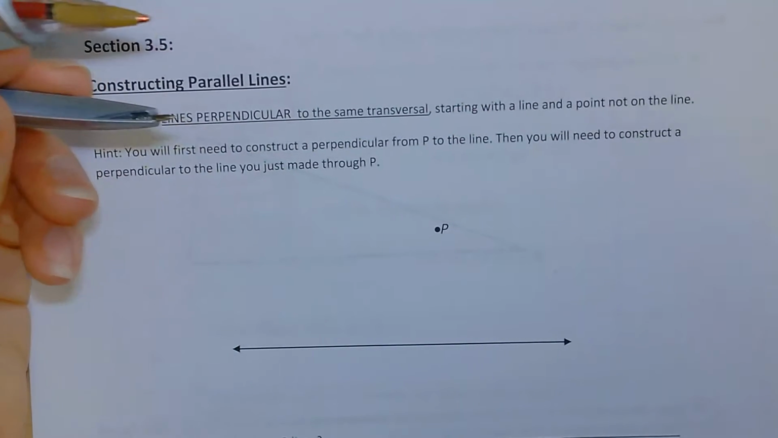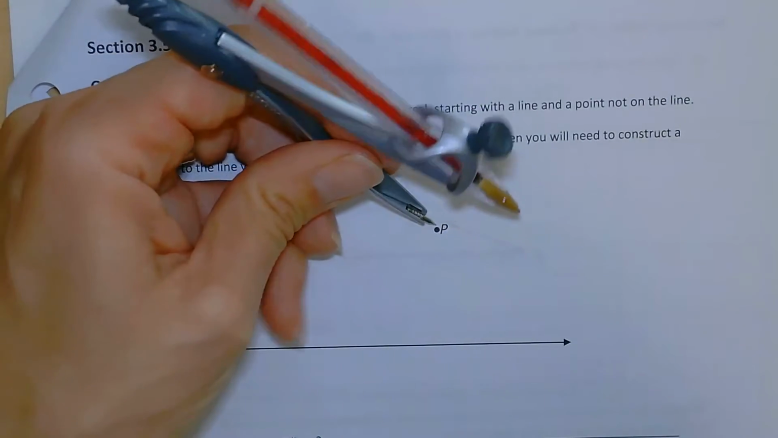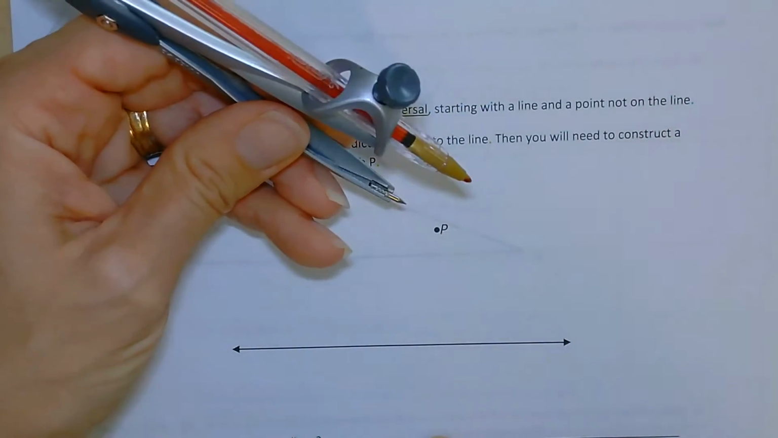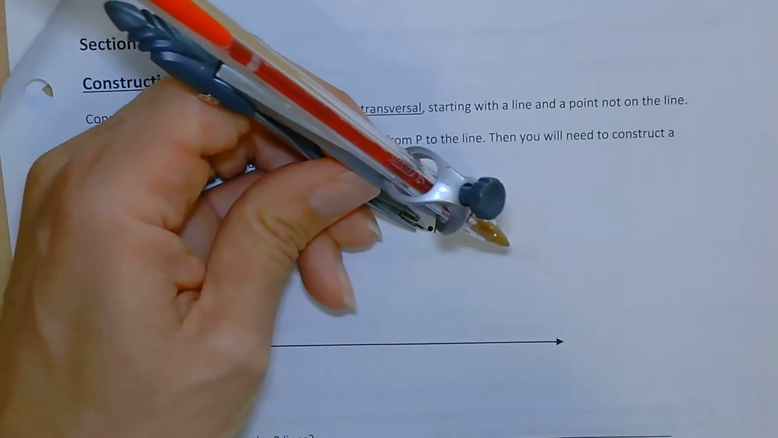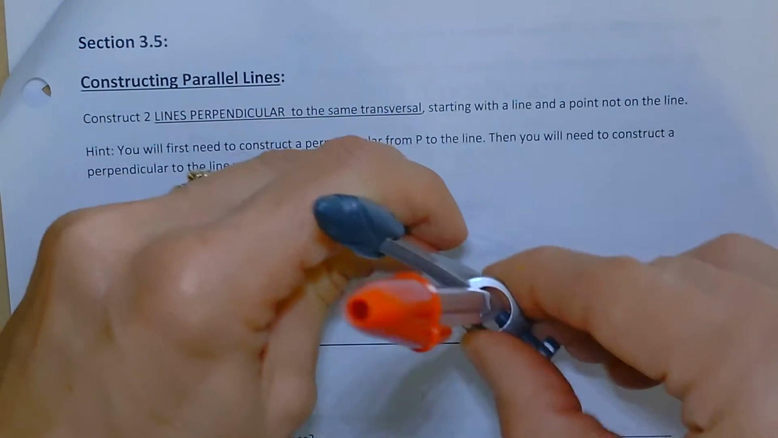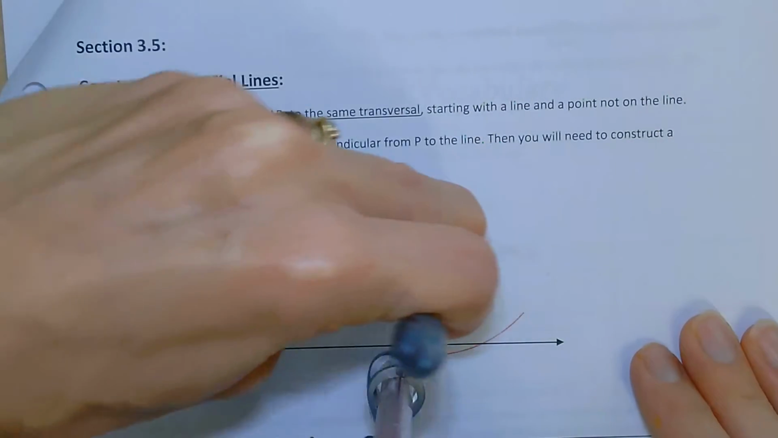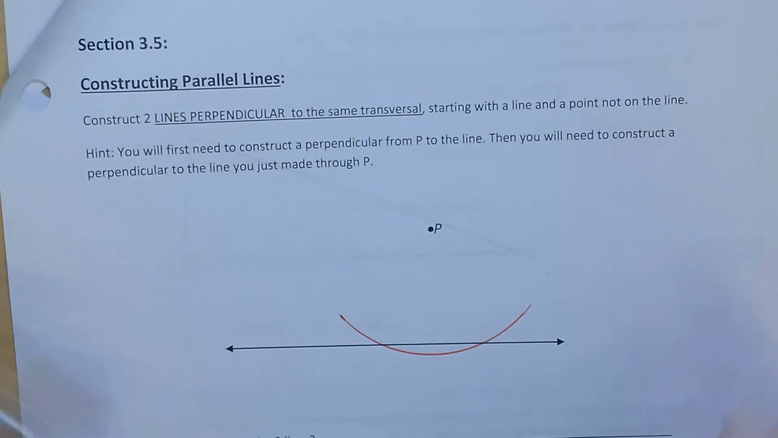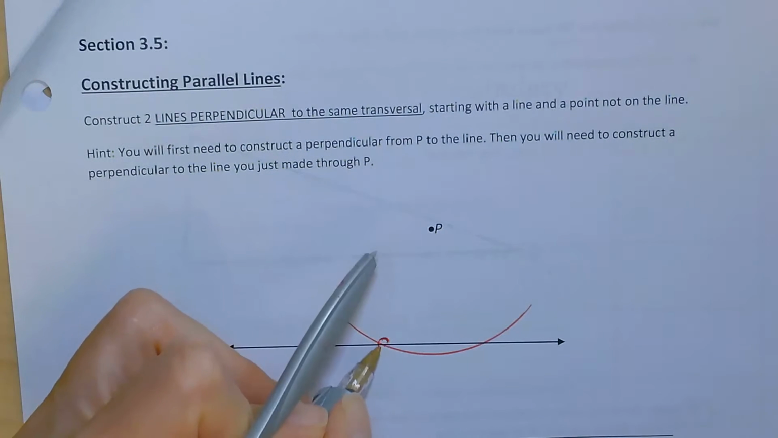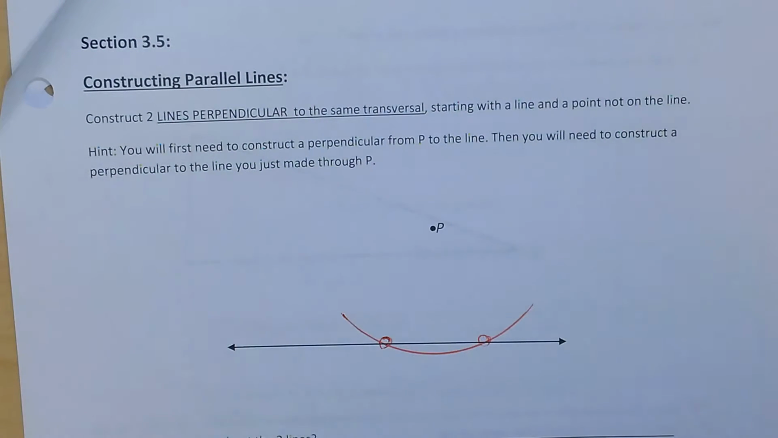Okay? So think back to when we did constructions and how we made a perpendicular line from a point not on the line. So smiley dimple X might come to mind, right? So you're going to put your compass on P, and you're going to make a smiley face that intersects the line in two spots. And again, you're going to get these two dimples right here, two intersections.